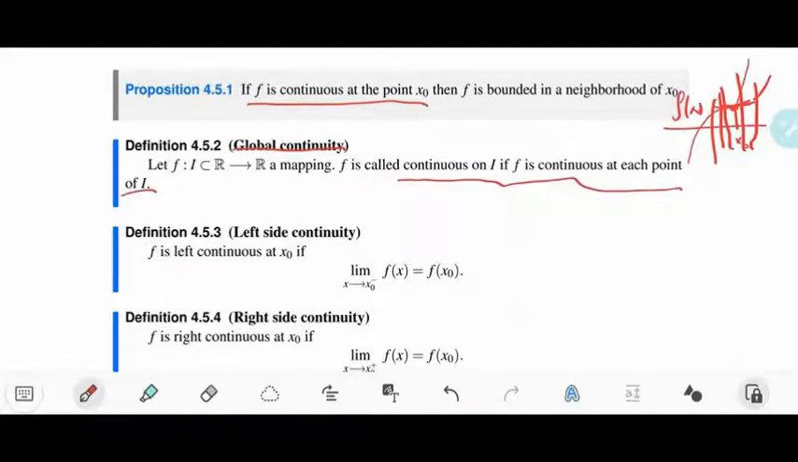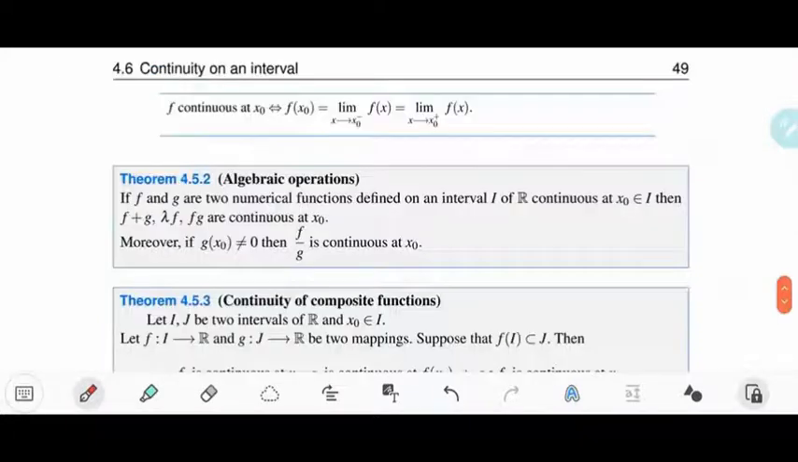Now the images that I drew before, for example this one, say that the function is approaching f of x0 from the left side but not from the right side. It means that this function is continuous from the left but not from the right, and it can also be right side continuous without being left side continuous. So if it's left side continuous and right side continuous, then it's continuous. Therefore, continuity at x0 is equivalent to saying that the limit from the right equals the limit from the left equals f of x0.